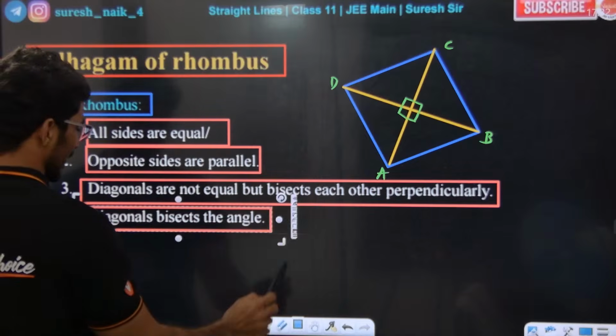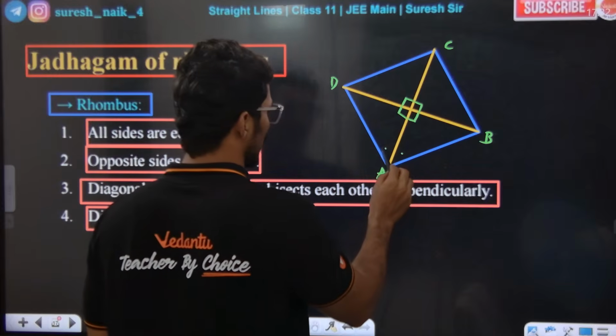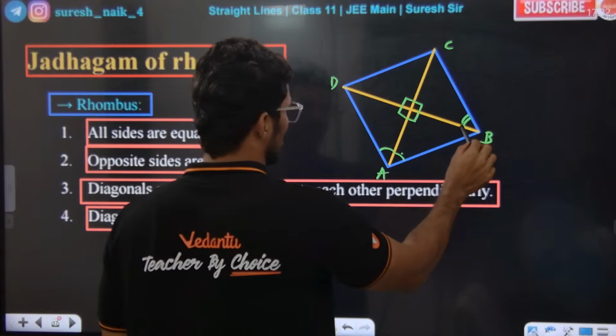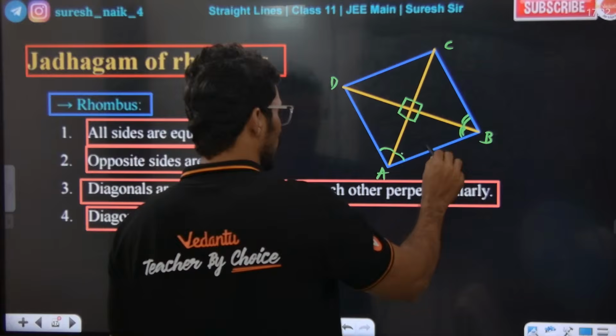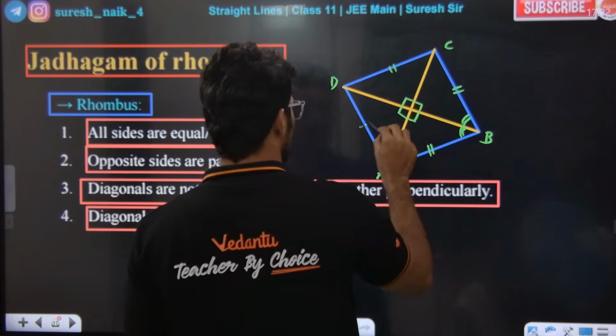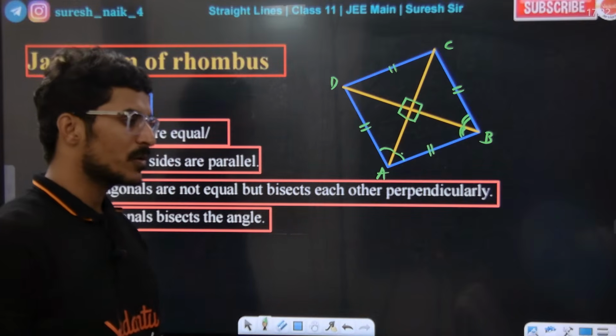Yes, they will bisect the angles, which means this angle will be equal to this angle, and this angle will be equal to this angle. Yes or no? All the sides are equal, this side is equal, this side is equal, and opposite sides are parallel.